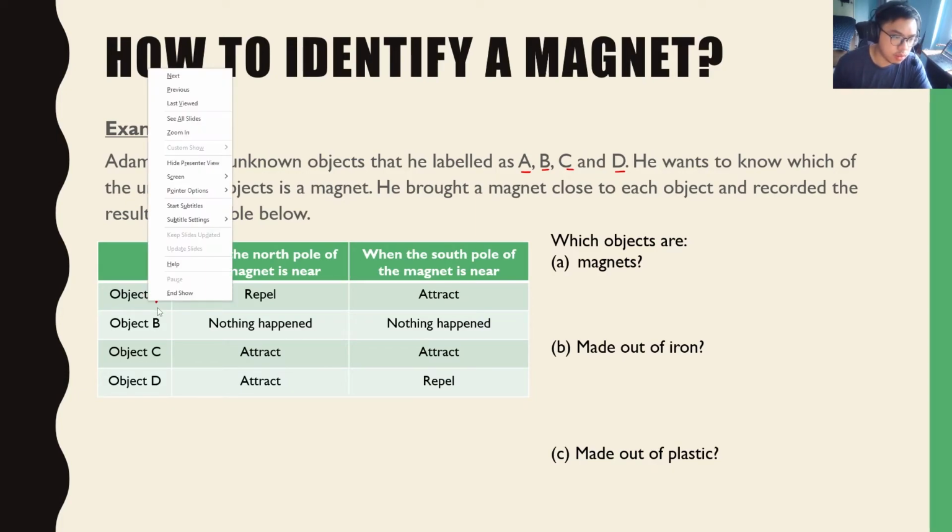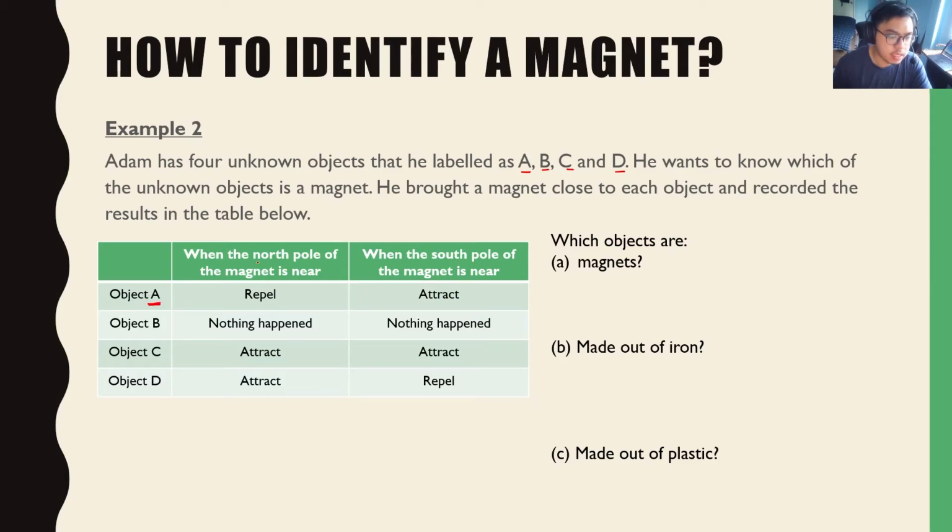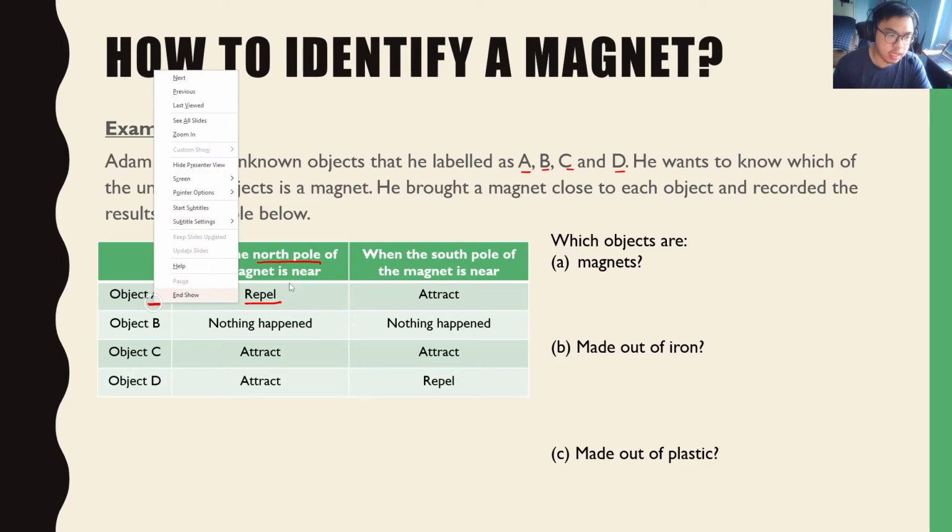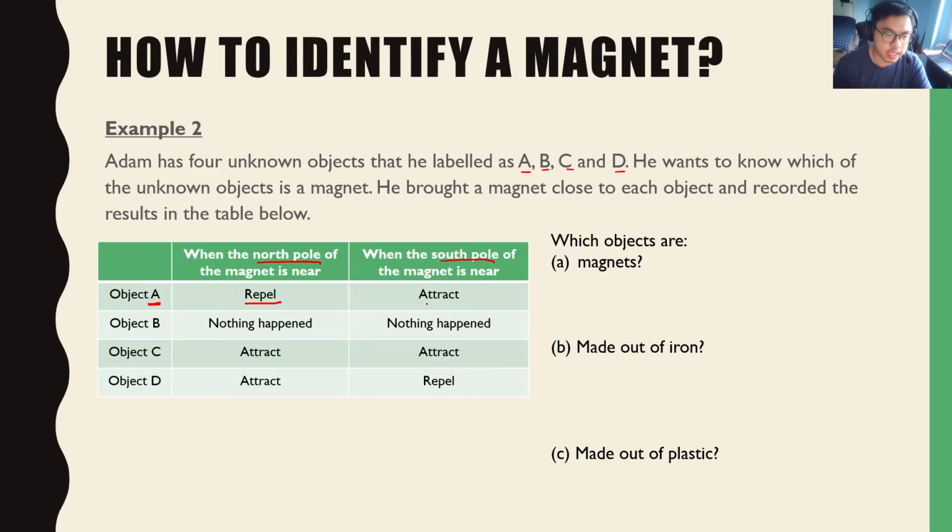Let's look at object A. When object A meets the North Pole, it repels. And when object A meets the South Pole of another magnet, it attracts. So what does this mean? Is object A a magnet, iron, or plastic? The answer is quite obvious. Because object A is able to repel a magnet, again, this is the test for repulsion. If an object repels, then that object is definitely a magnet. So object A is a magnet.